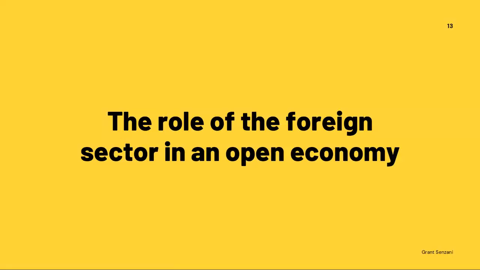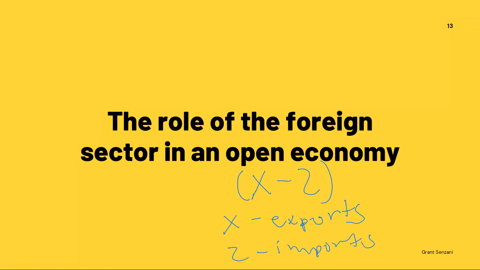All right, moving right along, let's talk about the role of the foreign sector. When we think of the foreign sector, it's X minus Z, where X is for exports and Z is for imports. And what we always want is that X needs to be greater than Z. When X is not greater than Z, what ends up happening is that we are at a deficit. It means that we've bought more than we've actually sold as a country to other countries.